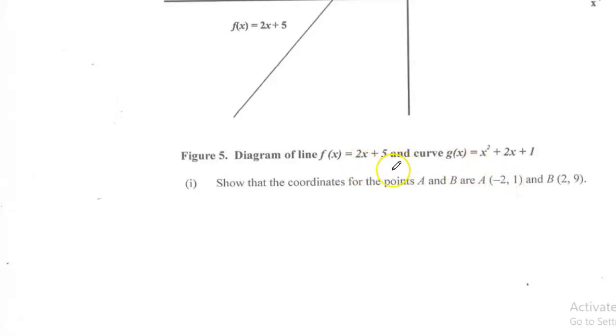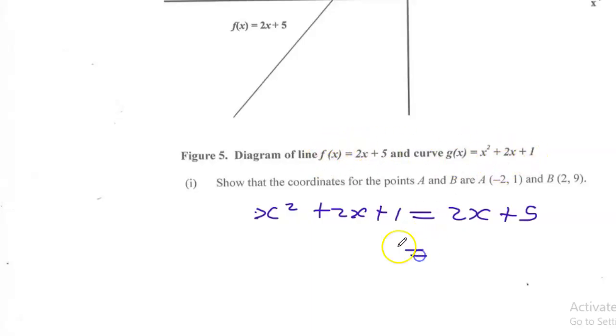So of course, we need to equate these functions. Since both of them are equal to y, we solve them simultaneously. So x squared plus 2x plus 1 equal to x plus 5. Since both of them are equal to y, they are equal to each other. So we have a quadratic. If we subtract x from both sides and group the like terms, we end up with x squared, 2x minus 2x, that's 0, and 1 minus 5, that's negative 4.